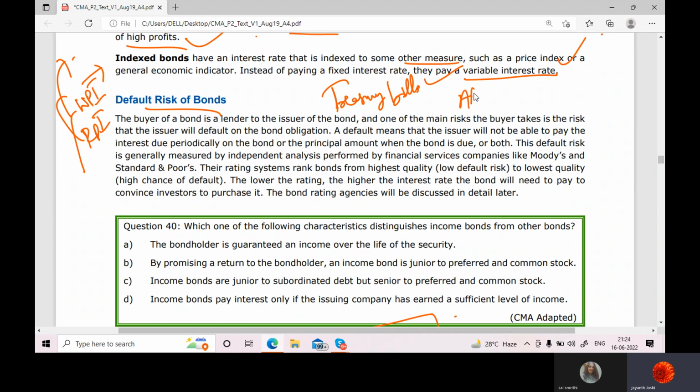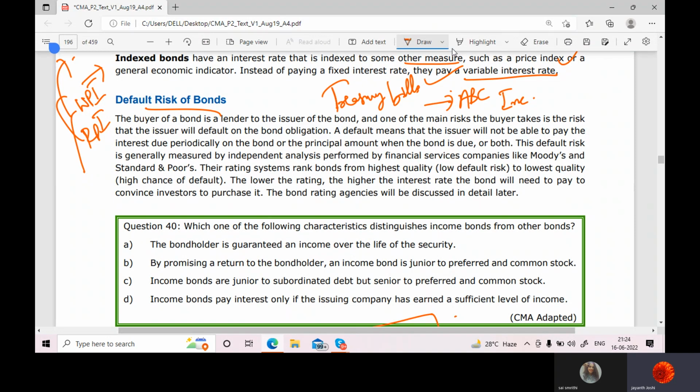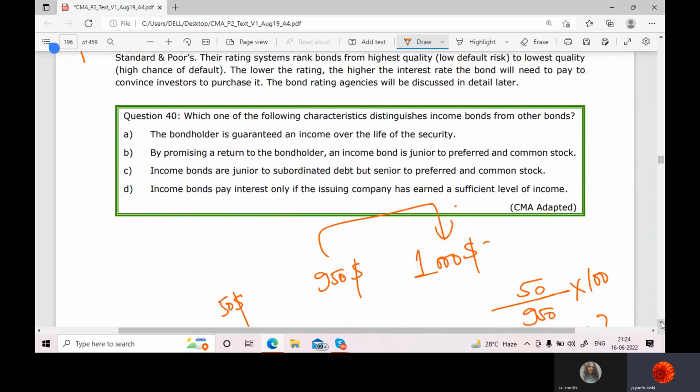But take ABC Inc.'s bonds. Let's say this has a very big risk of default. Why? Because it's a private company with no asset backup. Then we cannot say that they will not default. Whether they will make profits or not is a big question mark. And their rating is given as triple C. What do you mean by triple C? It's a highly risky bond, so you demand a higher interest rate for such kinds of bonds.